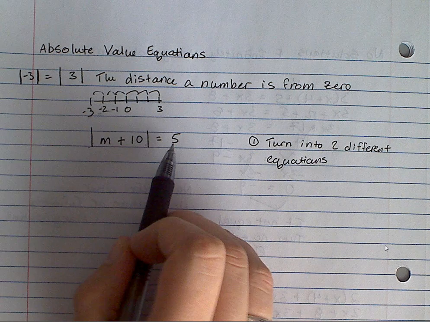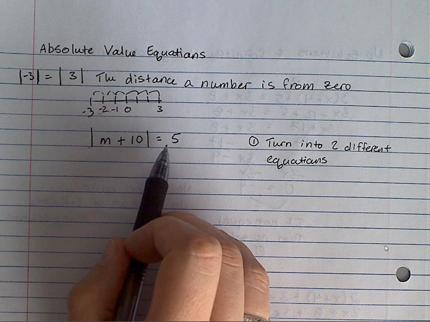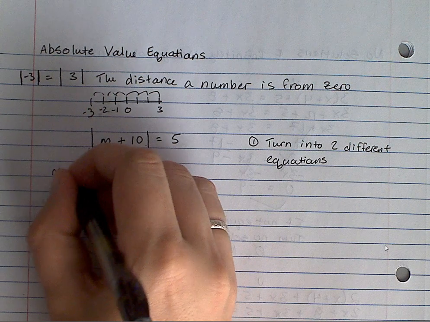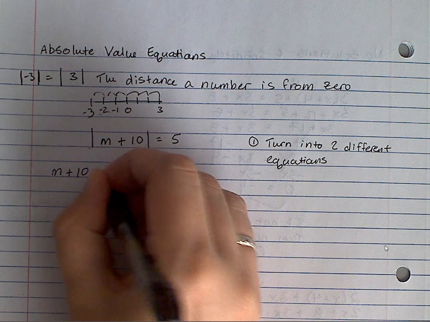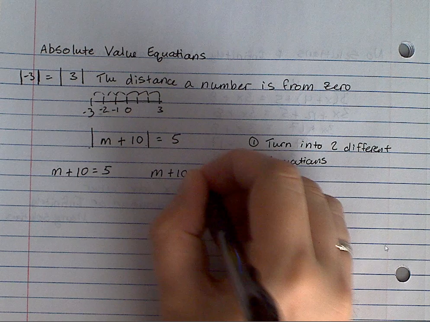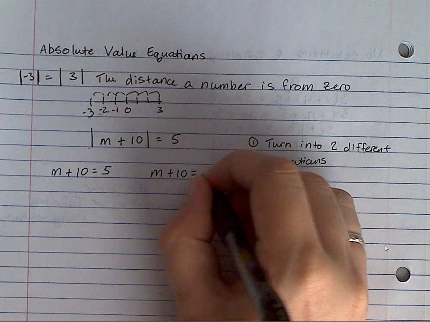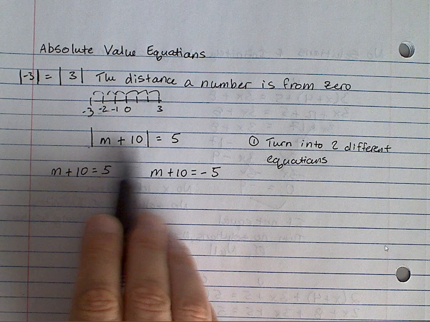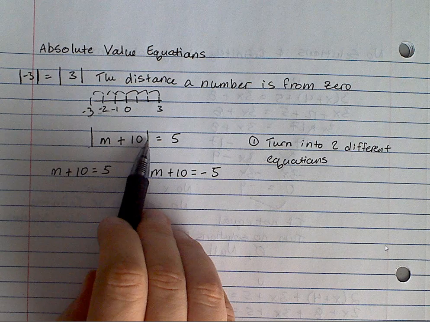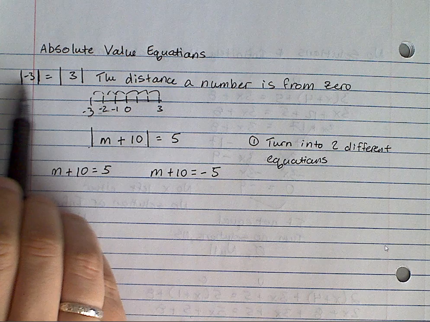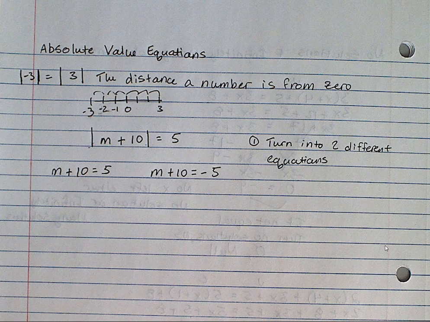Does that make sense? So I'm going to make 2 equations. One equation is going to be m plus 10 equals 5, and the other equation is going to be m plus 10 is equal to -5. Because what was in here could have been 5, or what was in here could have been -5. And if I took the absolute value, it would still be +5, because up here, the absolute value of -3 is equal to the absolute value of +3. Does that make any sense?